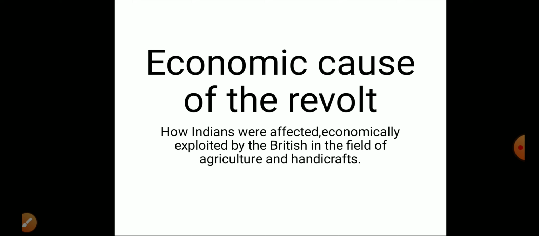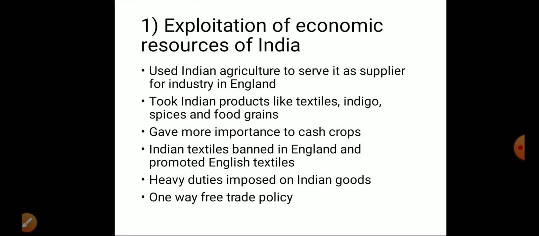Here, some of the things are mentioned clearly. For example, just see, Indians were affected. In what way? They were economically exploited by the British, but in the field of agriculture and handicraft. Let us see the main reasons, the subtopics. First one, economic exploitation of India's resources. The title is given over here as exploitation of economic resources of India.